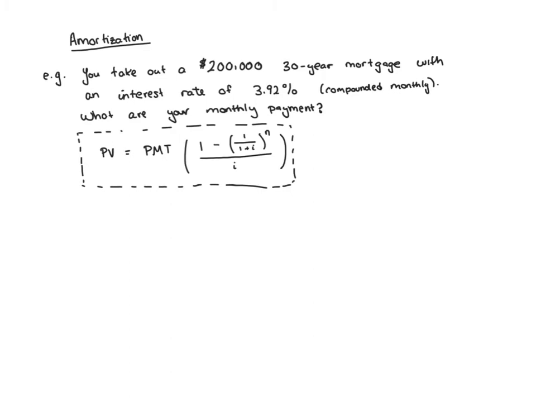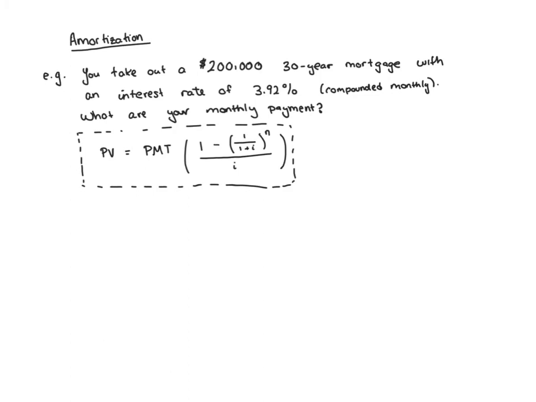Let's look at an example with mortgage payments. Let's say you take out a $200,000 30-year mortgage with an interest rate of 3.92%, and we want to know what our monthly payments are. Because we're thinking about monthly payments, we're going to think about this interest being compounded monthly.